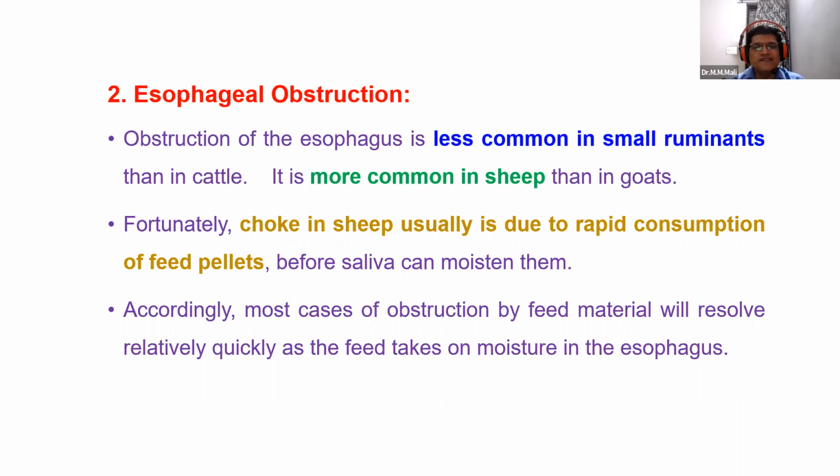Accordingly, most cases of obstruction by feed material will resolve relatively quickly as the feed takes on moisture in the esophagus. But this condition is sometimes seen due to eating of some seeds, like the mango seed or other ball type feed stuffs. So esophageal obstruction is sometimes commonly seen in field conditions in sheep and goat.